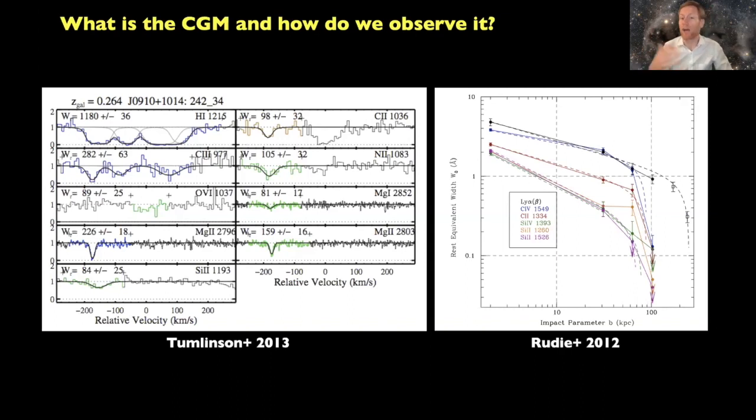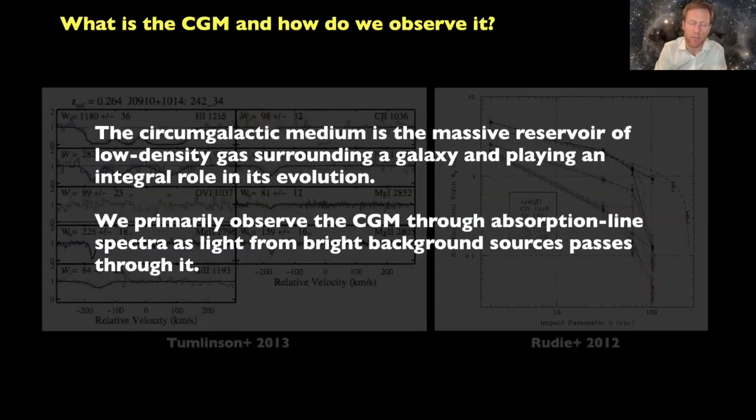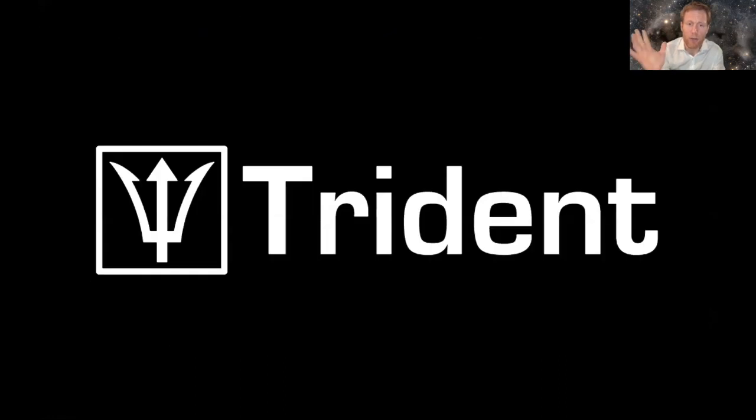And by stuff, I mean different ions, but that reveals different things about the galaxy or the state of the matter in the galaxy. So real quick answer, what is the CGM and how do we observe it? The circumgalactic medium is this massive reservoir of low density gas surrounding a galaxy. And we primarily observe it through absorption line spectra. Okay, so enter Trident. Trident is a code that was originally part of yt. It broke off and became its own code because it was a little bit more self-contained that way.